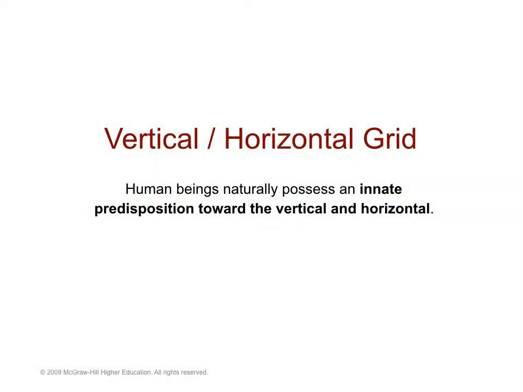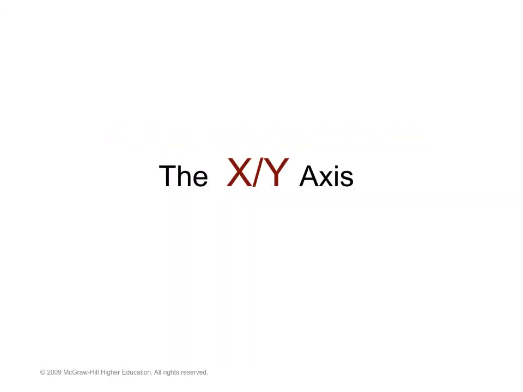The vertical and horizontal grid, the XY axis. Human beings naturally possess an innate predisposition towards the vertical and horizontal, meaning we tend to be standing up and moving in an upright position, or sleeping. And the landscape itself, think about the horizon line is horizontal, and then trees, buildings, etc., tend to be vertical. So we're going to take a look at the XY axis and how it applies to drawing.